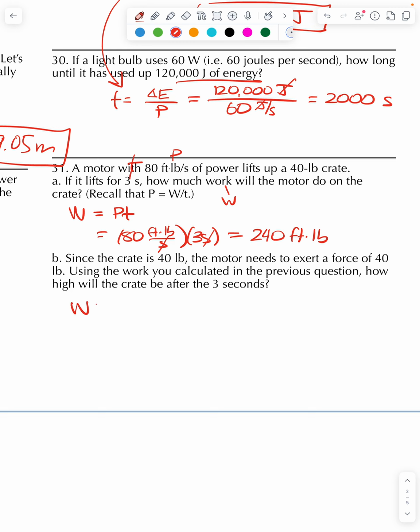So going back to work now, the other way we think about work besides change in energy is force times distance. So we're saying how high will it be compared to where it started? We're looking for distance. That's equal to the work you do divided by the force that's being applied to it. So again, if the object is 40 pounds and we're just lifting it at constant velocity, we must be exerting a force of 40 pounds. So we're doing 240 foot-pounds of work on it. And the force we're exerting is 40 pounds, so the pounds cancel. And when you divide, you get 6 feet. So it'll be 6 feet higher.